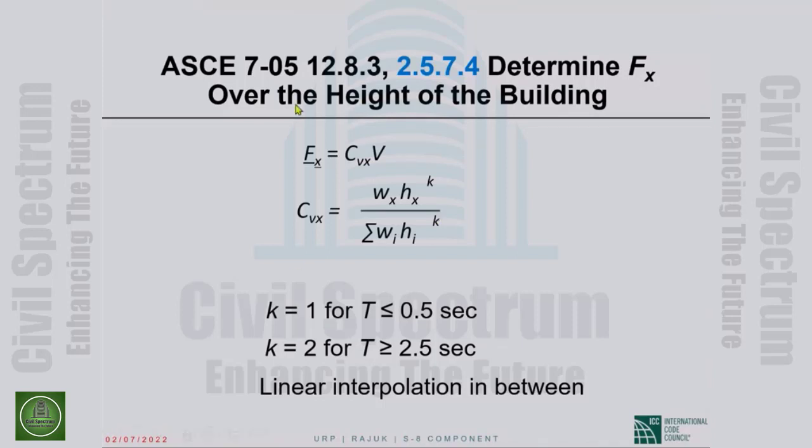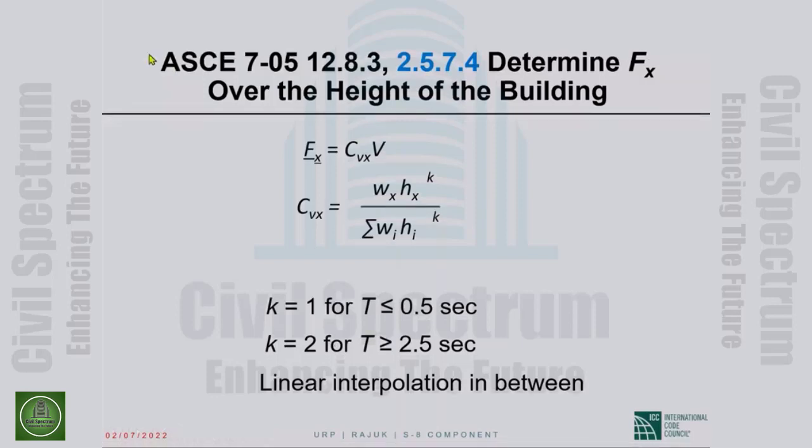Here is that distribution. Okay. The lateral force at floor level X, which is denoted by capital F sub X, is a coefficient times the design base shear V, and the coefficient is given by this equation. W sub X is the seismic weight at floor level X. H sub X is the height of floor level X above the base.